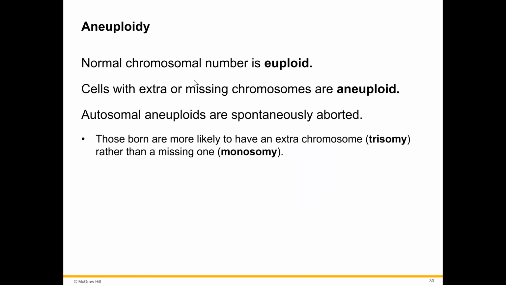And euploidy. So the normal number of chromosomes is called euploid. That's normal. So if you put an N in front of euploid, that means not normal, right? So it will be either 1 extra, maybe 2 extra, or missing some of the chromosomes.